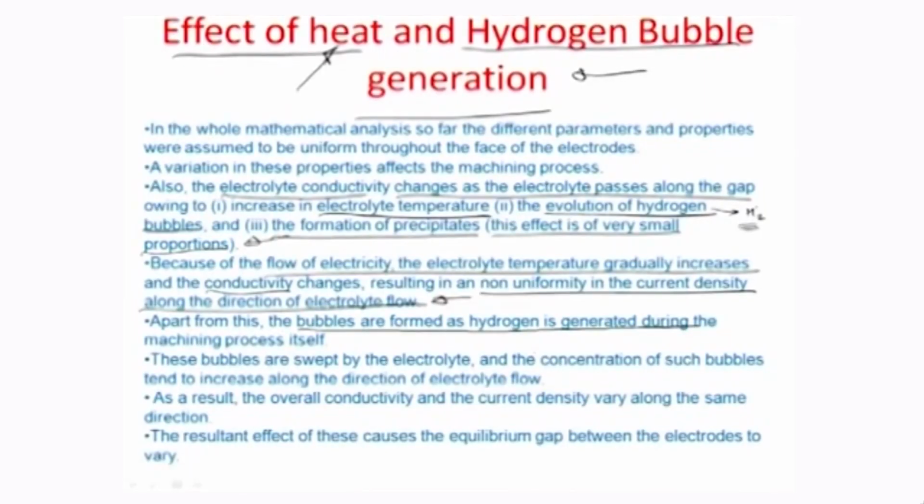Apart from this, the bubbles are formed as hydrogen is generated. I already talked about it during the machining process. Another big problem is that, let us say, the hydrogen starts generating at the entry of the equilibrium gap. More hydrogen would be packed onto the flowing electrolyte as you go towards the end. So, there is a gradient even in hydrogen. Hydrogen is generated to begin with at the entry, and where will this bubble go? It will flow along with the electrolyte.